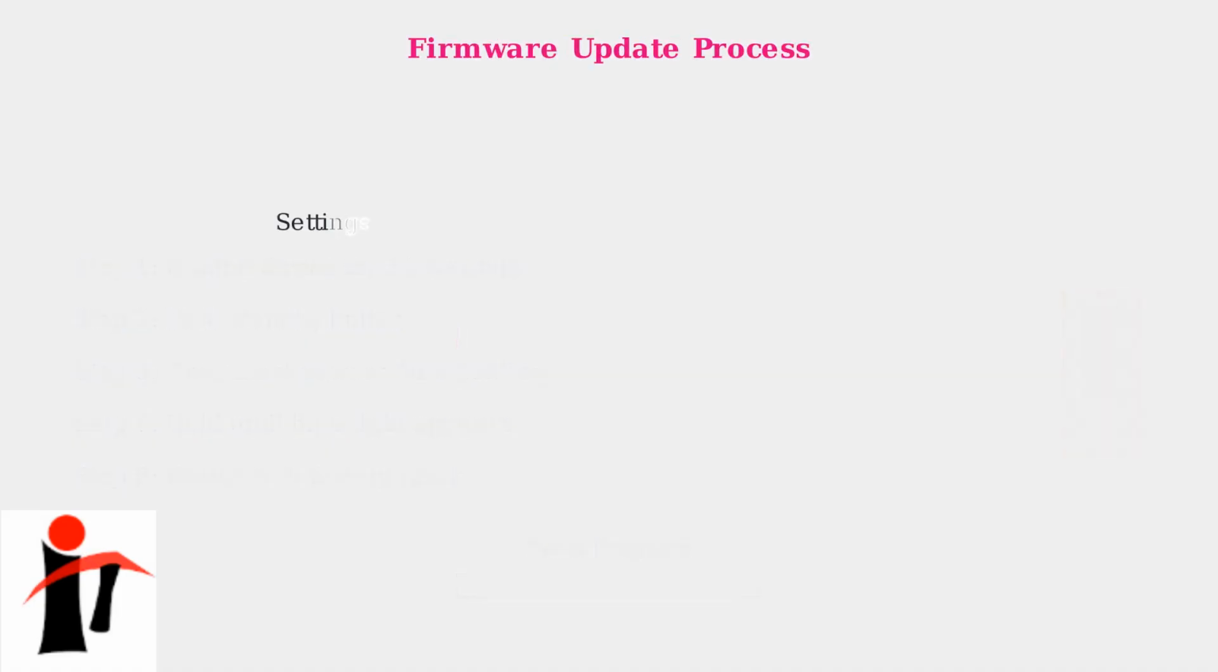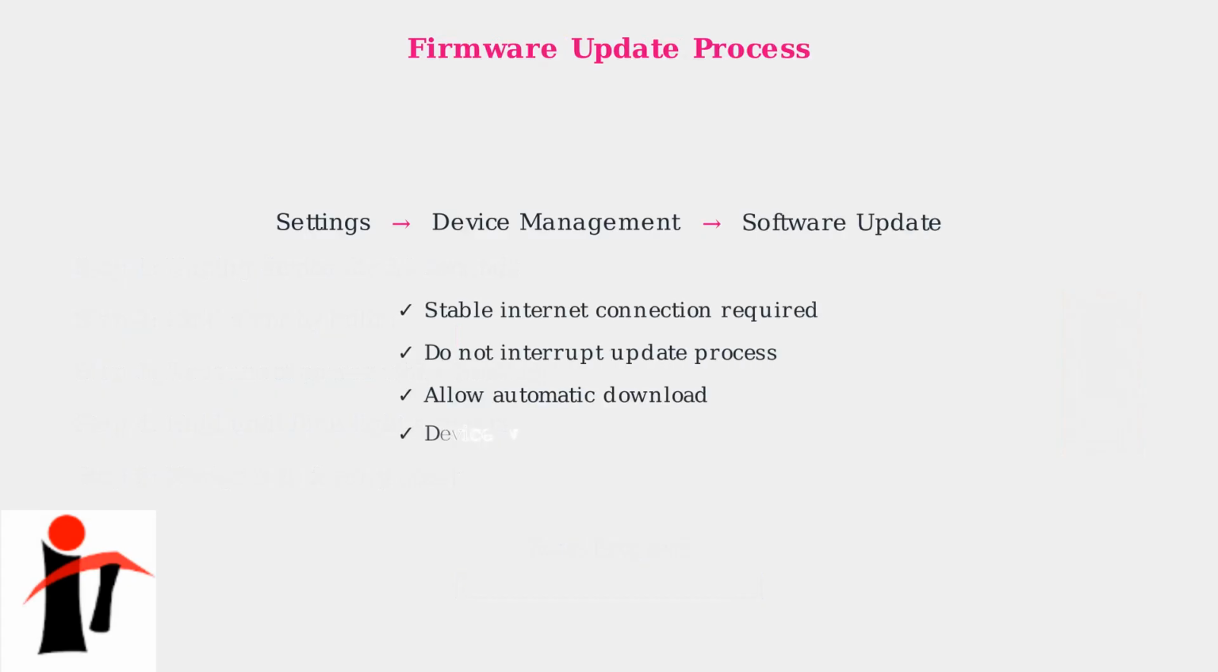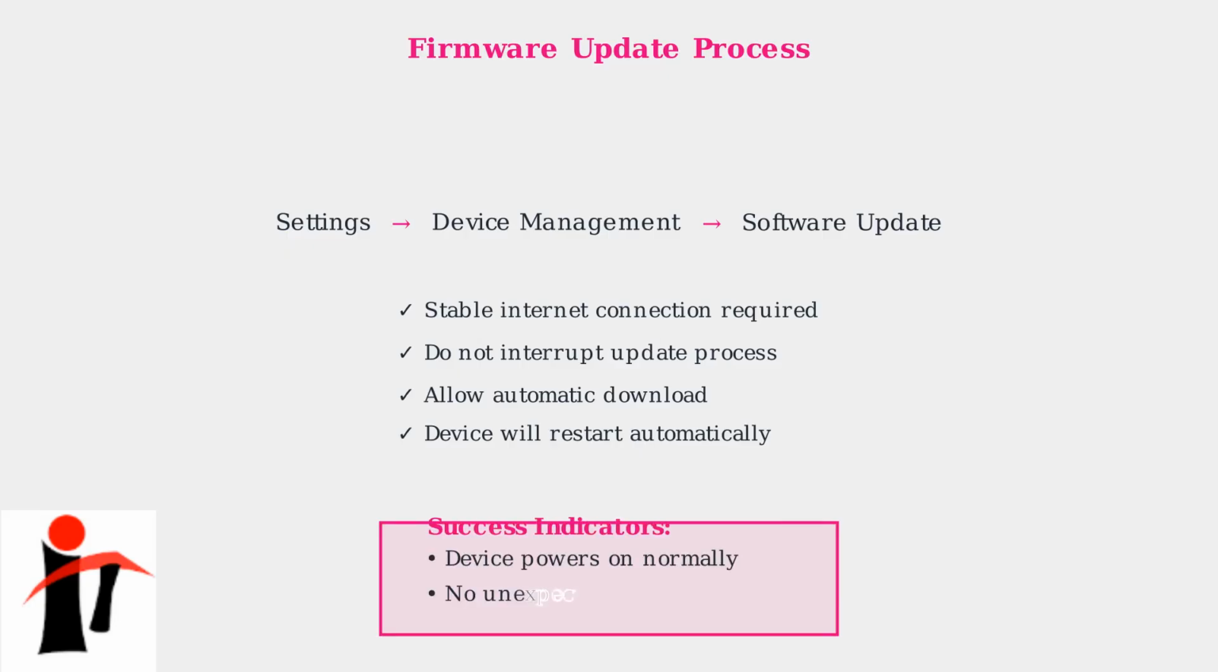After the factory reset, ensure your firmware is up to date. Navigate to Settings, then Device Management, then Software Update. Make sure you have a stable internet connection and never interrupt the update process. These software fixes resolve most power issues. Look for these success indicators: normal power-on behavior, no unexpected shutdowns, and stable operation for at least 24 hours. If problems persist, hardware solutions may be needed.